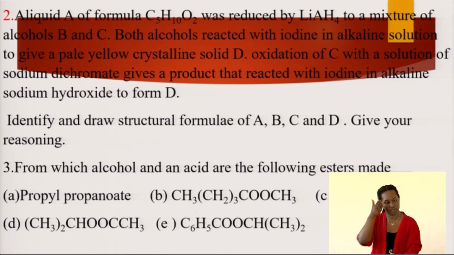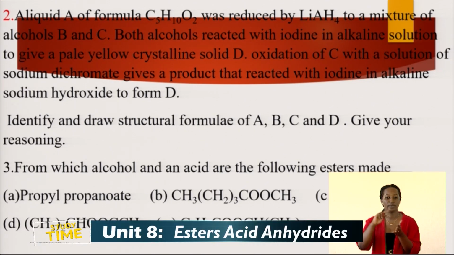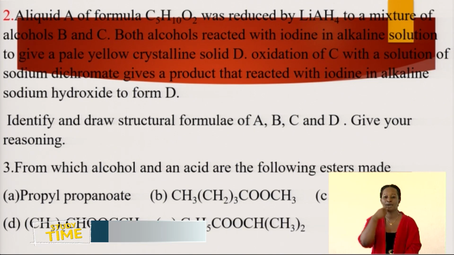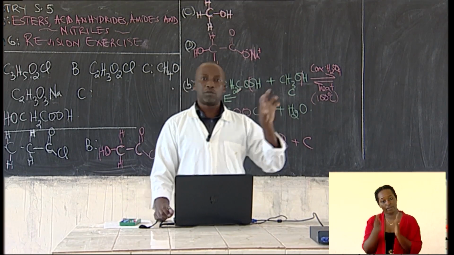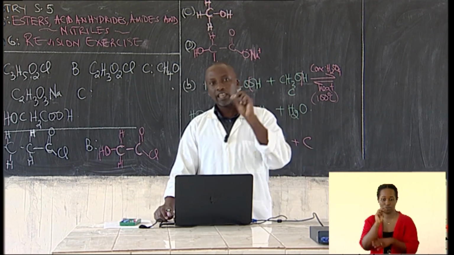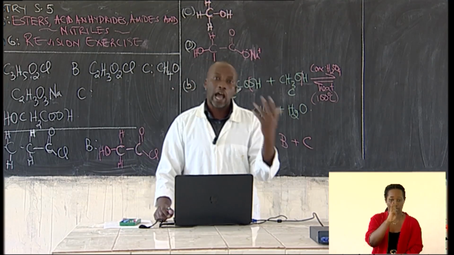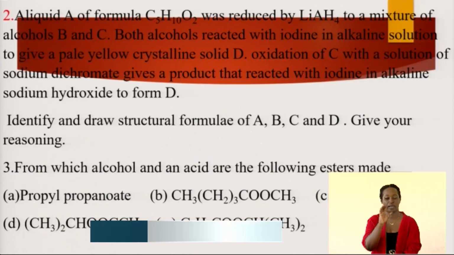So the iodoform reaction, what does this mean? It means that these alcohols must be methyl alcohols. They either contain the OH attached to the methyl group of either a carbonyl compound or an alcohol. So this is the information that comes.